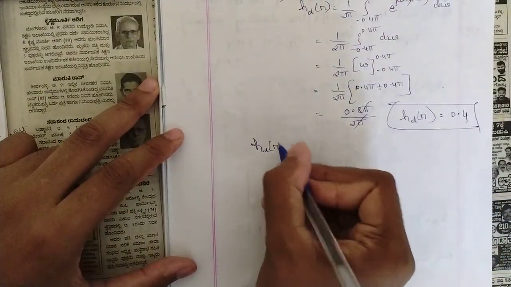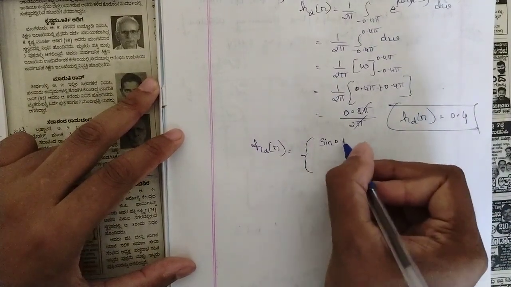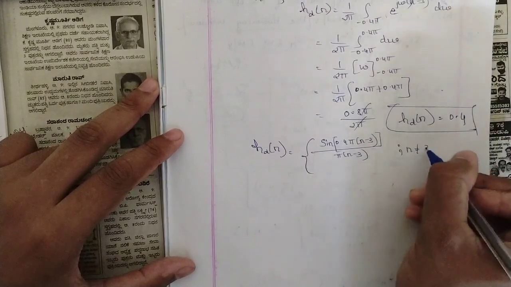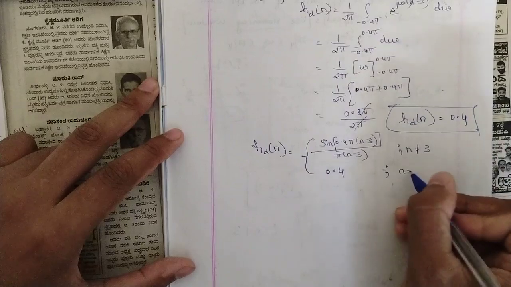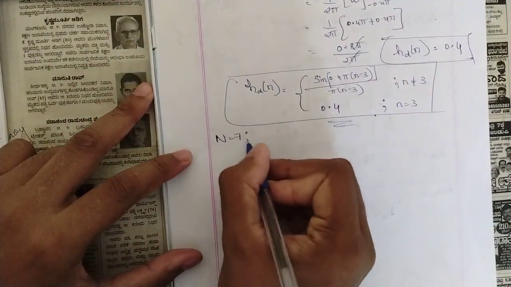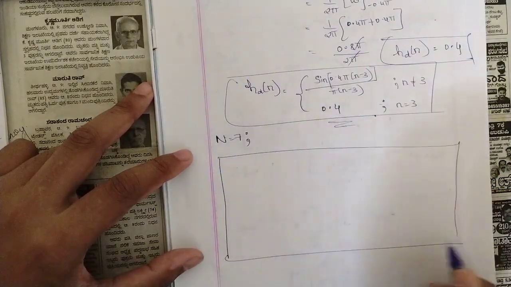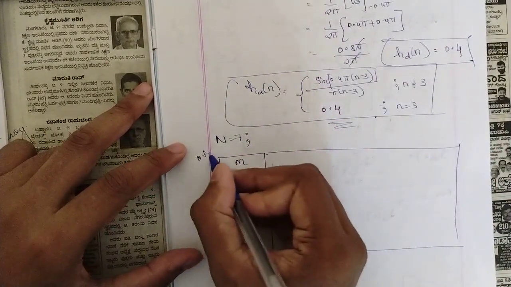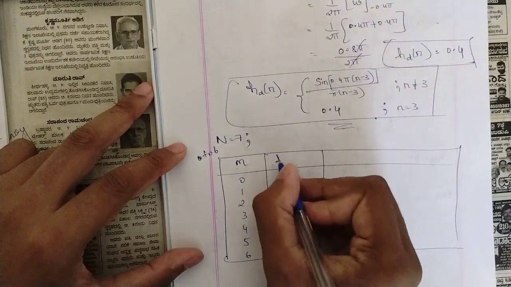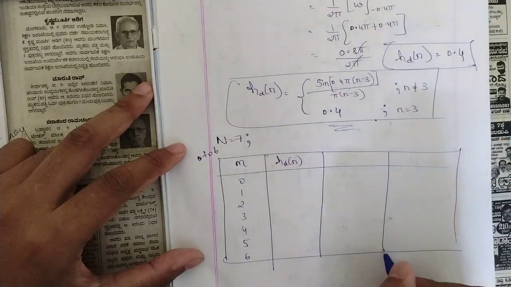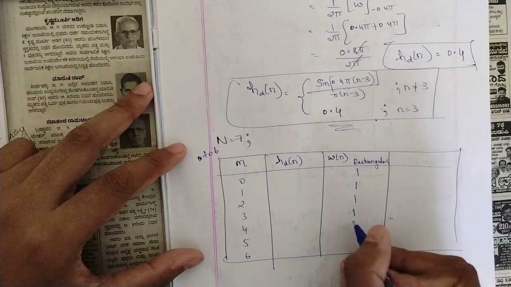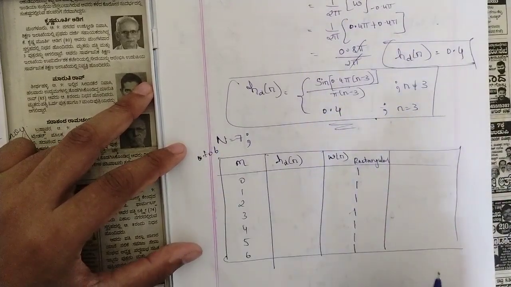So our final value of hd of n is equal to sine 0.4 pi n minus 3 divided by pi n minus 3 for n not equal to 3, and for n equal to 3 it is 0.4, right? So this is the value of hd of n. Now draw the table for n equal to 7. Write all the 7 values of n from 0 to 6, that is 0, 1, 2, 3, 4, 5, 6. So here we have hd of n, that is this equation you should be substituting in the calculator. Here it is omega n, and they have told us to use the rectangular window, so we would be getting all 7 values equal to 1, since we know that the value of the rectangular window is equal to 1 for all the values from 0 to n minus 1, right?